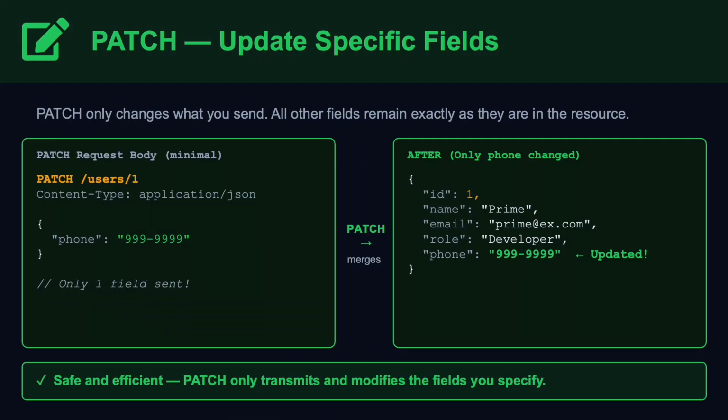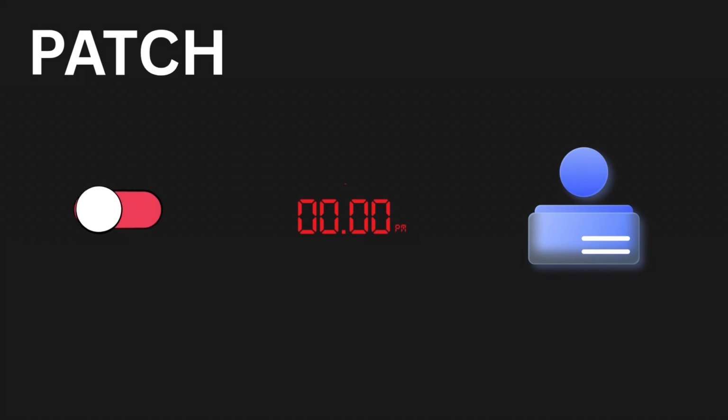PATCH is the surgical option. Instead of replacing the whole resource, you describe only what changed. In this example, we want to update a user's phone number. With PATCH, our entire request body is just one field, phone. The server receives it, finds the user, and updates only that field. Name, email, role. Completely untouched. This makes PATCH perfect for things like toggling a Boolean flag, updating a timestamp, changing a single setting, or handling a user editing one field in a form.